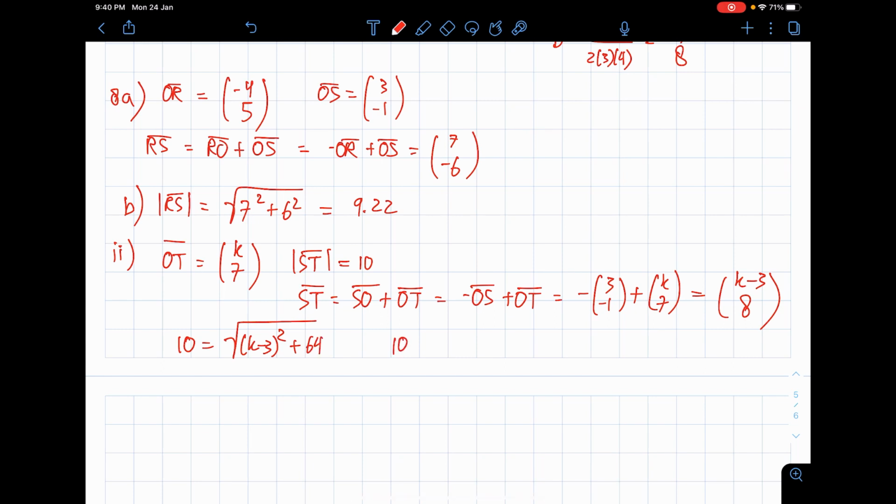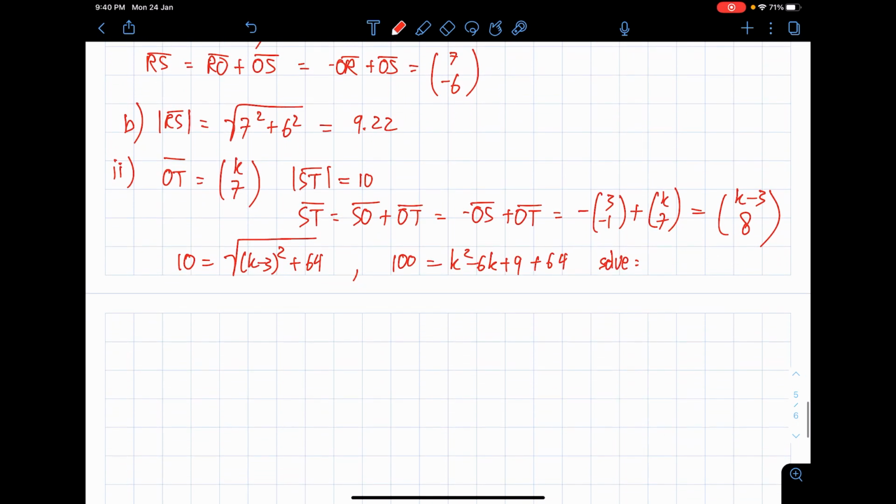Square both sides, you're going to get some kind of a quadratic then. The last thing you need to do is just solve for K. Since we are running out of space, I don't want to put it in the next page. It's just solving a quadratic, and I believe that you are very much proficient about this. Learn it in Sec 2 and Sec 3. In any case, you'll get the value of K as negative 3 or 9.